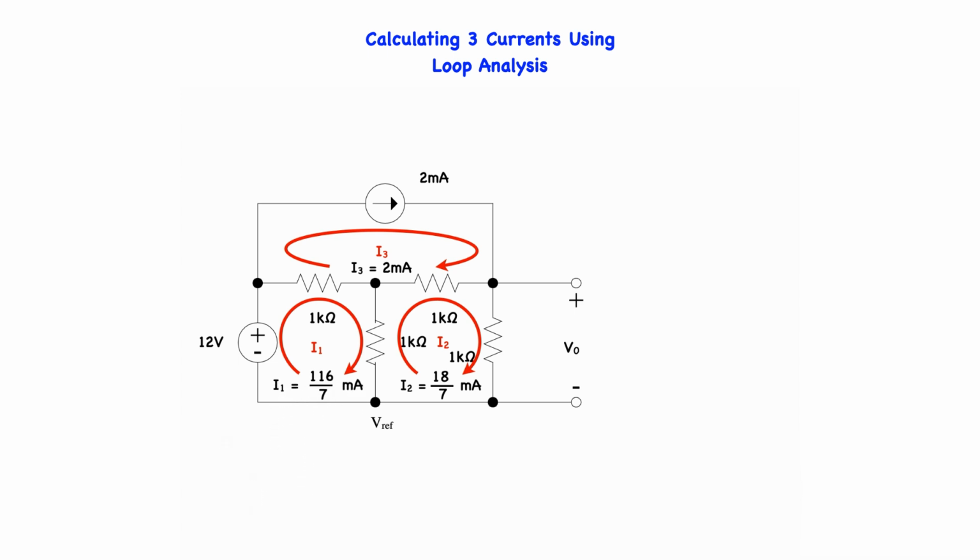Once again, Kirchhoff's current law is satisfied at every node, and furthermore, Kirchhoff's voltage law is satisfied around every closed path. All that is left to do now is to calculate V0, which we can do using Ohm's law. Plugging in our known values, we get 18/7 milliamps times 1 k ohm, or 2.57 volts. And we're done.